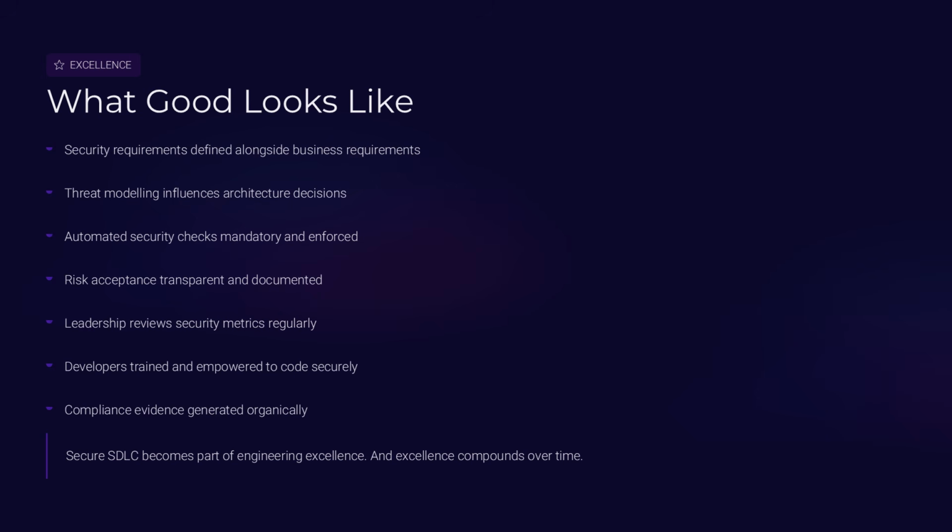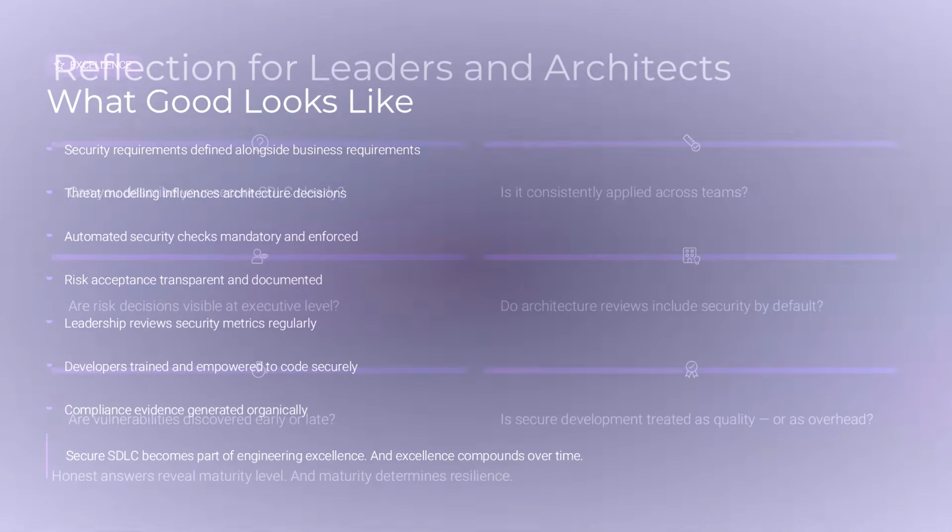In a mature organization, security requirements are defined alongside business requirements. Threat modeling influences architecture decisions. Automated security checks are mandatory and enforced. Risk acceptance is transparent and documented. Leadership reviews security metrics regularly. Developers are trained and empowered to code securely. Compliance evidence is generated organically through disciplined processes. Secure SDLC becomes part of engineering excellence, and excellence compounds over time.